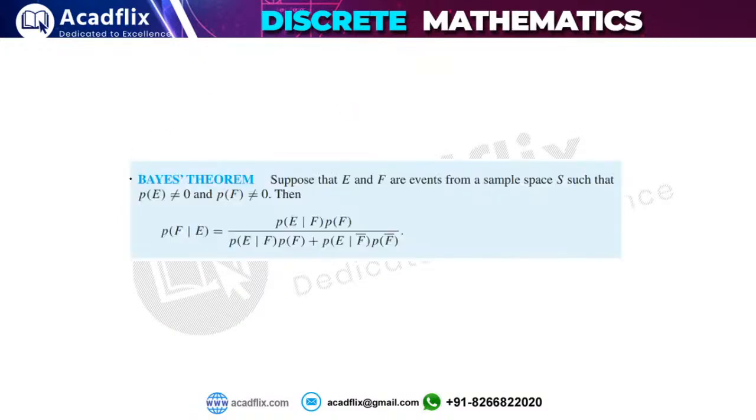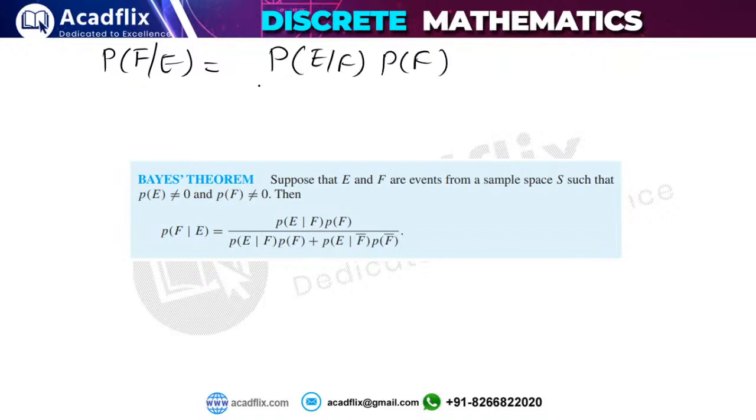Yeah, so this is our Bayes theorem. Bayes theorem says that probability of F given E, what is this? This is equal to probability of E given F multiplied by probability of F divided by this thing. Okay, let me explain from where this formula is coming, so that you don't have to learn it by heart.